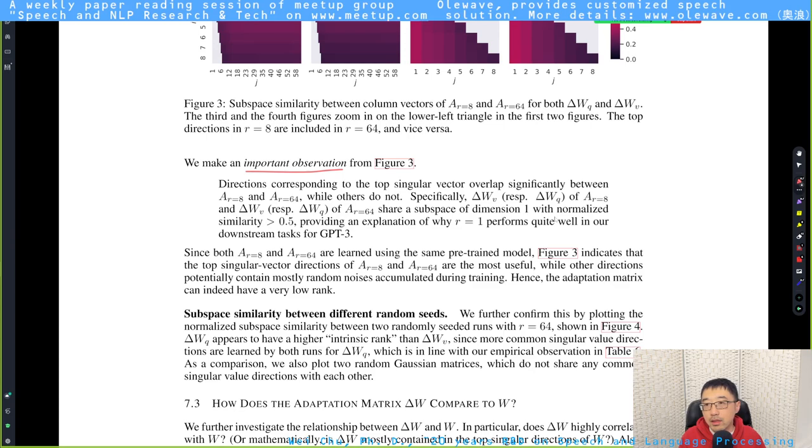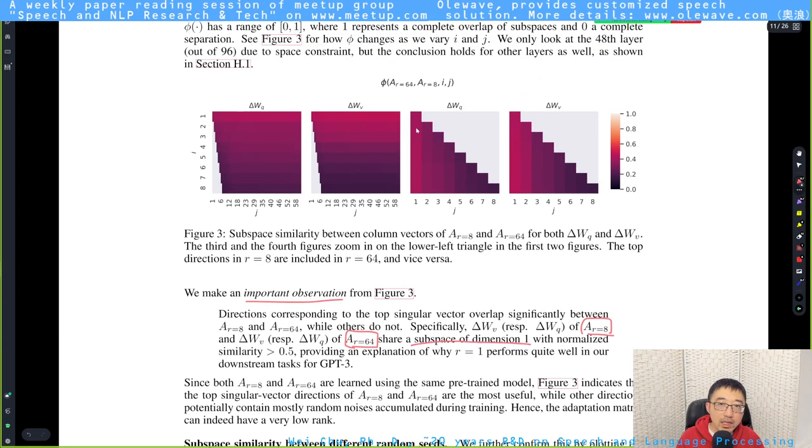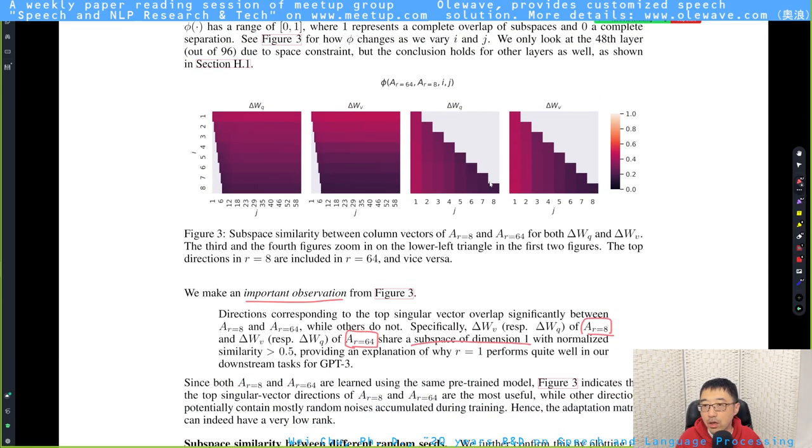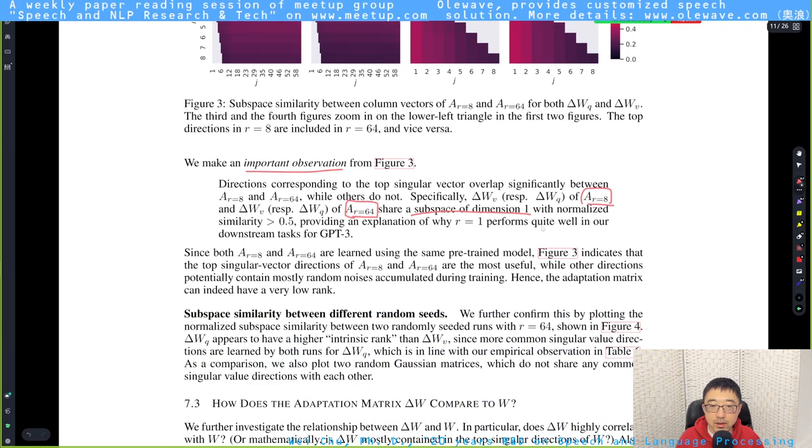They're saying that when the rank equals 8 or equals 64, this is adapting more parameters, right? What these two decomposed low rank matrices, they share a same subspace of dimension 1. That's what they claim. But from the figure, I didn't see that much. It's hard for me to see because this is all about observation, and there's not much quantitative study of this.